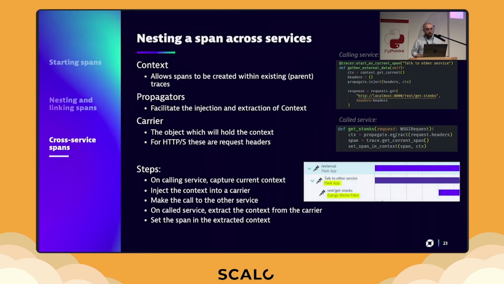And finally, cross-service spans. That's where distributed monitoring comes into play. This is like a classic story of microservices. Right now we are talking about just HTTP-based calls, from one microservice to another. We can chain them one by one. So, for example, right here I have a method, a route called gather external data, which in turn calls another service, get stocks. So it retrieves something about stocks.